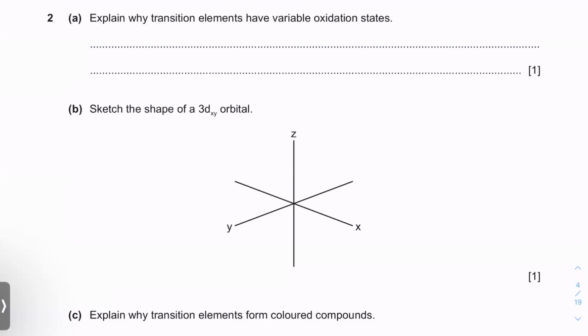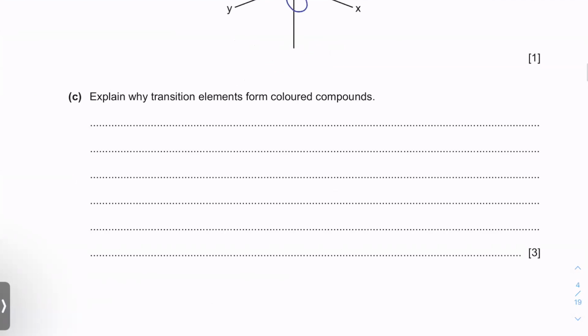Okay, sketch the shape of a 3d xy orbital. So xy means it is between the x and y axis. So it's going to be here, here, here, and here. Okay. Explain why they form colored compounds. We have already talked about it, that they have ligands. No, we did not do this today. वो मैंने कल किया था.